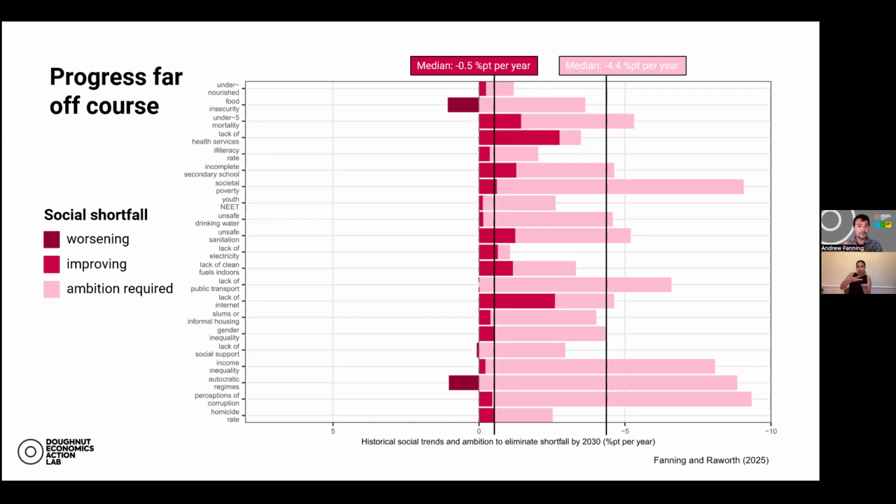Now, dark red bars mean that social shortfall has been getting worse, which is not very common, thankfully, for the social indicators. Red bars mean that humanity has been reducing social shortfall, which is an improving direction that we want. And the pink bars are the ones that illustrate the ambition required to eliminate social shortfall by 2030. And this makes visible one of our headline findings that the improving trends in reducing shortfall are generally far short of what is required to eliminate critical deprivation for all people, with the need to accelerate by more than 5 times based on our median results.